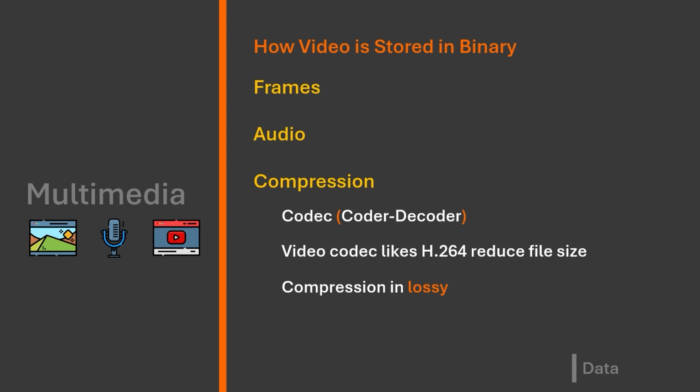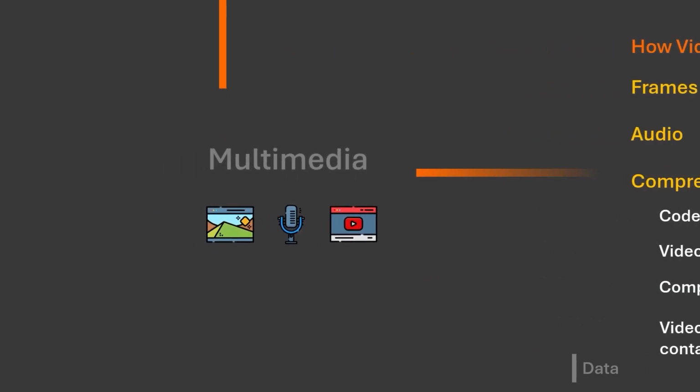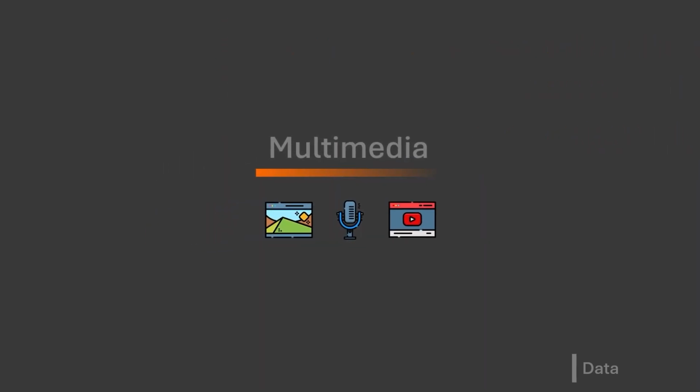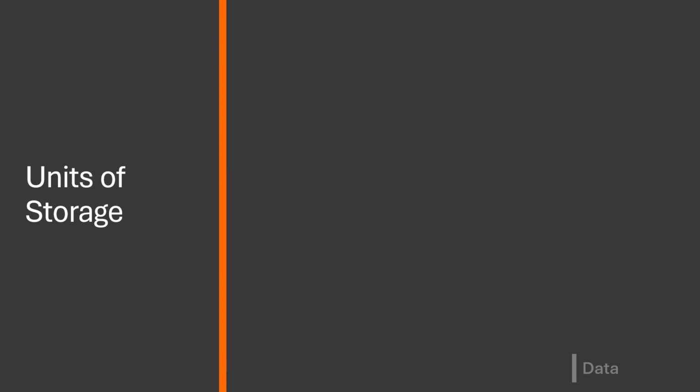Finally, the compressed video and audio streams are often packaged into container formats such as MP4, which allows for consistent playback across different devices. By breaking down images, sound, and video into binary, computers can store, process, and transmit them efficiently. Computers store and process data using standard units.